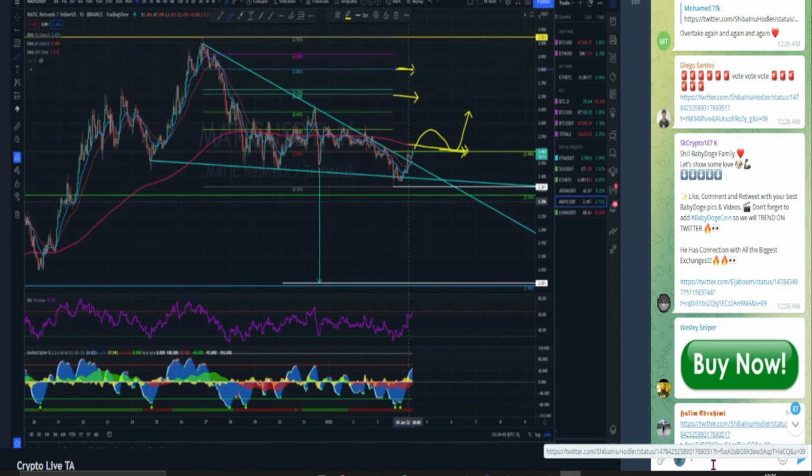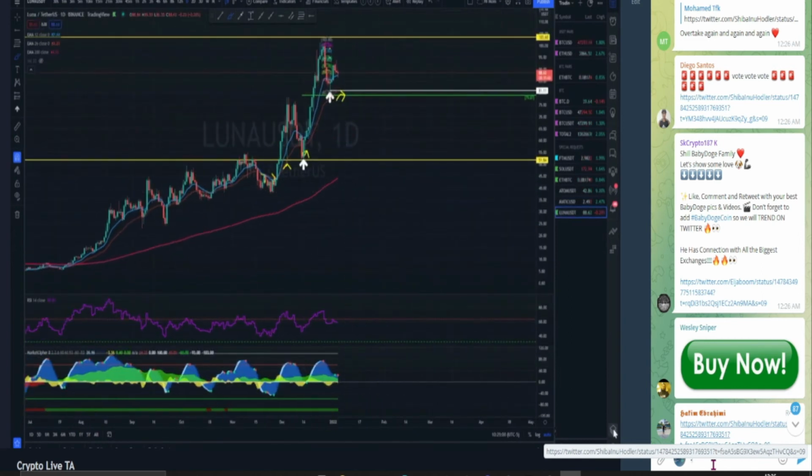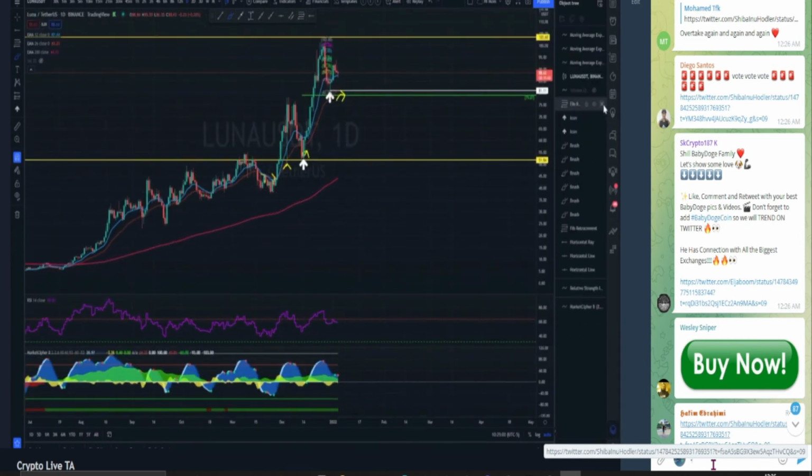We got about 20 minutes left. I'm going to do one more coin, then we're going to take a look at some questions. Hopefully you guys are learning a couple things today. Let's take a look at Luna. Let's see what we got on Luna so far. We've got lots of drawings. Luna is one that I'm actively trading, and I have been trading both sides, both directions.